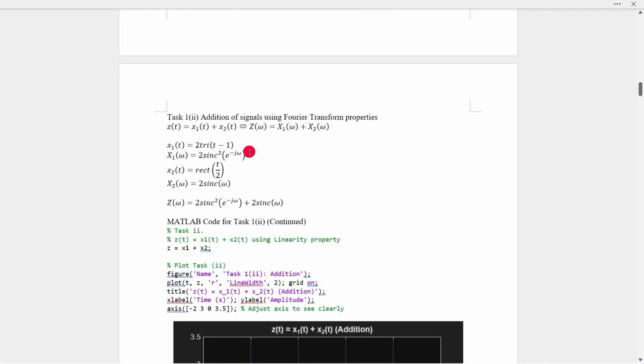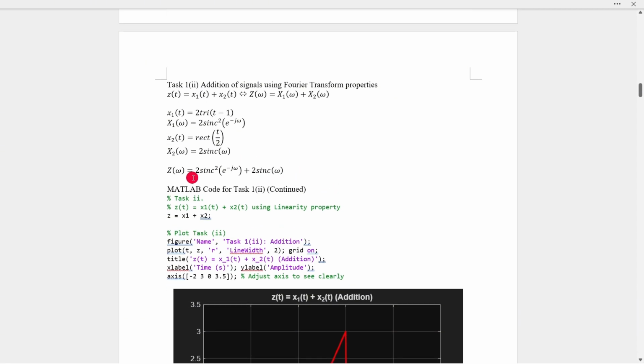Using this property, the linearity property, addition in time domain can also be done in frequency domain. So for the first signal x1, using Fourier transform, it will be 2 sin squared, e to the power of -j omega, and the second signal, the rectangular signal, will be 2 sin omega. So the addition of these two signals will result in this Z(omega) equation.